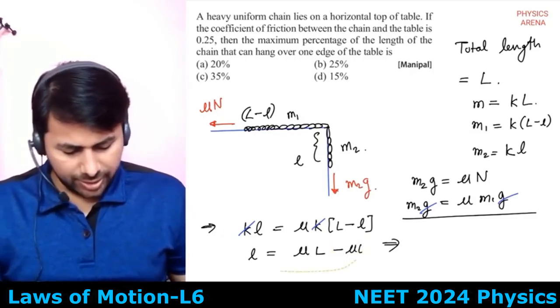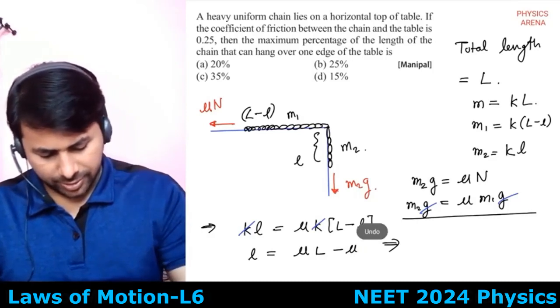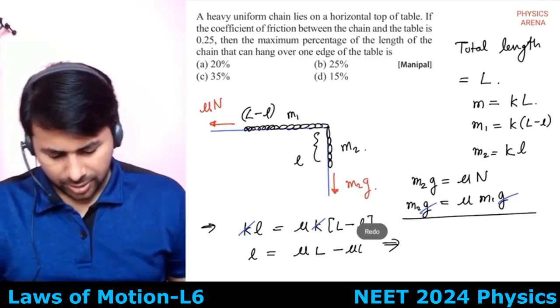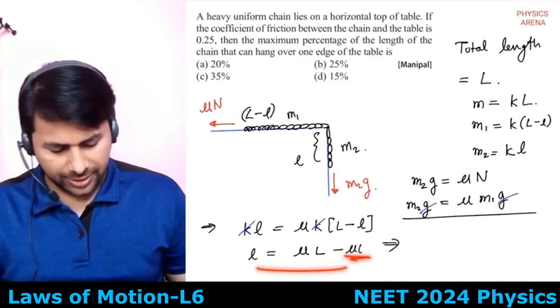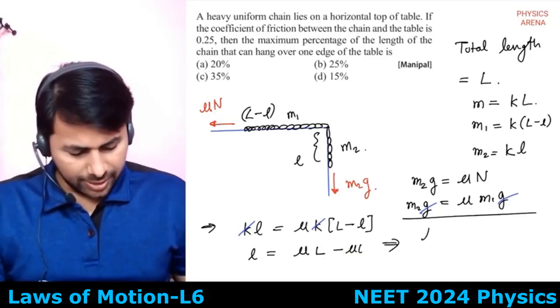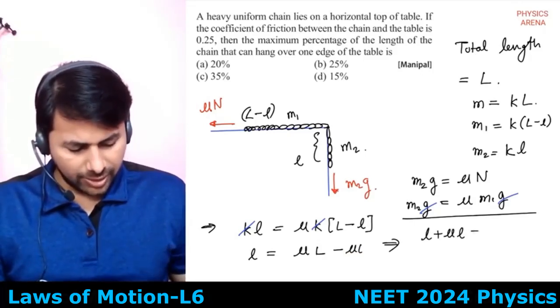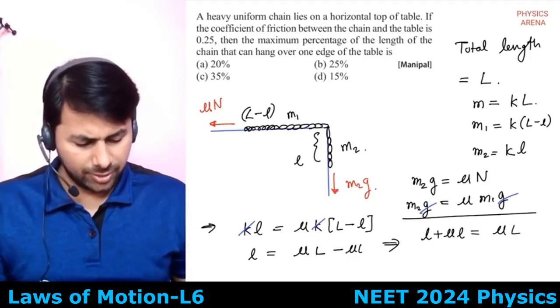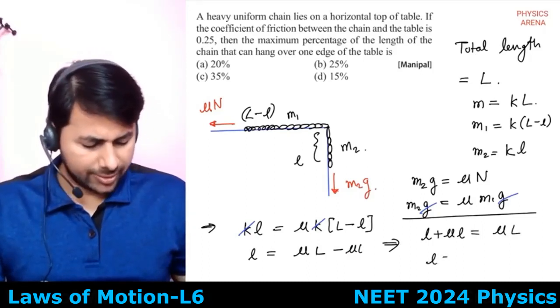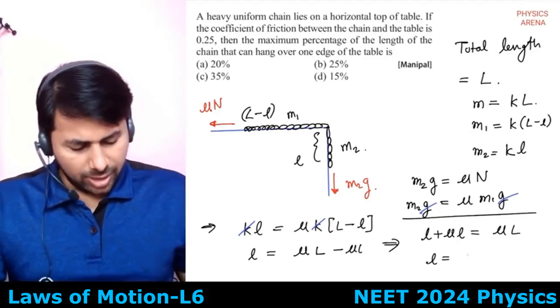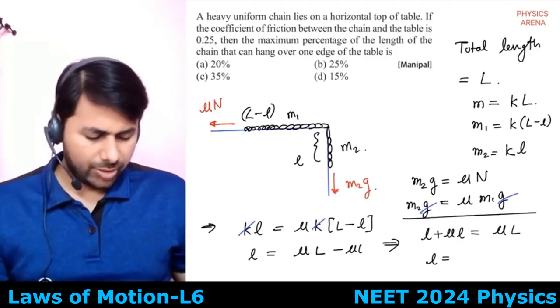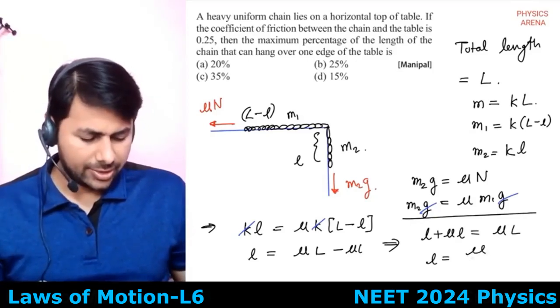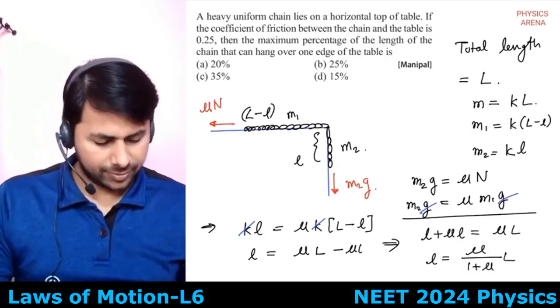So let's move this thing to the other side. We get small l plus mu times small l is equal to mu times capital L. You can take small l common, so it is (1 plus mu). You can move that to the other side. You have l equal to mu divided by (1 plus mu) multiplied by L.